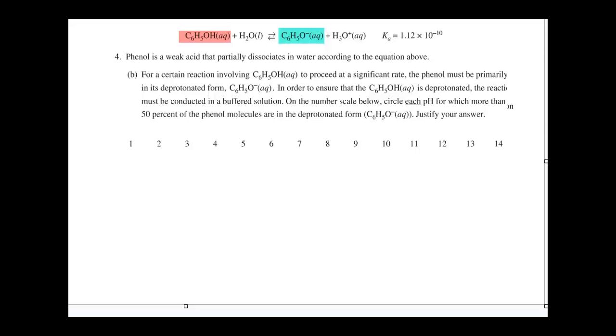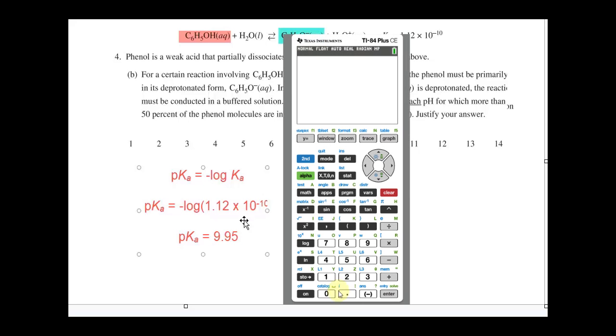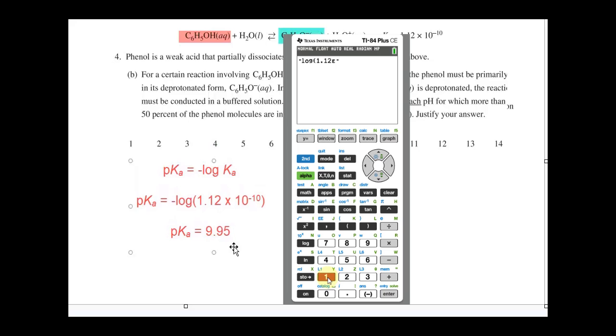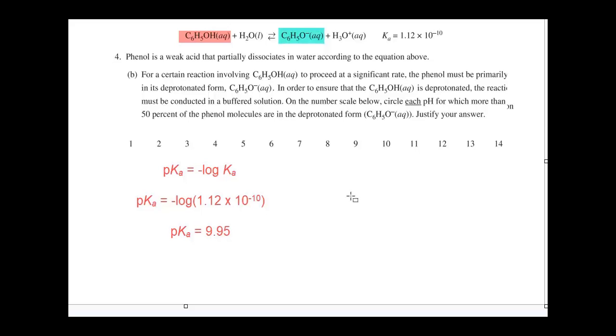First thing I'm going to do is this. If you've got a Ka and you have a buffer problem, you're going to have to find the pKa, especially when they talk about pH. And that's easy enough to do. Just take the negative log of the Ka, which here, you can just barely see, is 1.12 times 10 to the negative 10. It's got a pKa of 9.95. So that's a pretty high pKa. The higher the pKa, the weaker the acid.